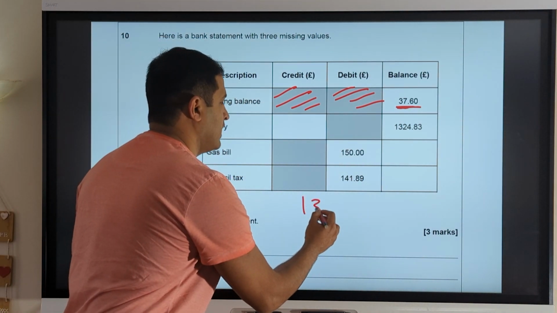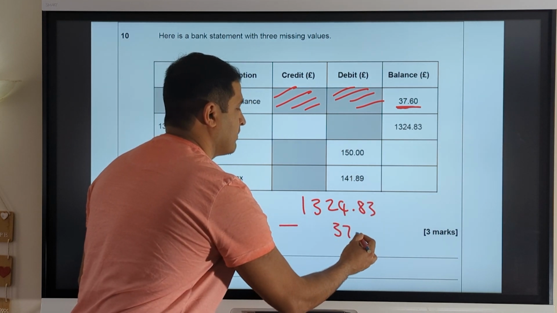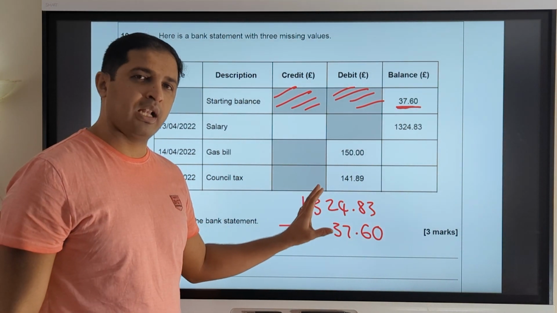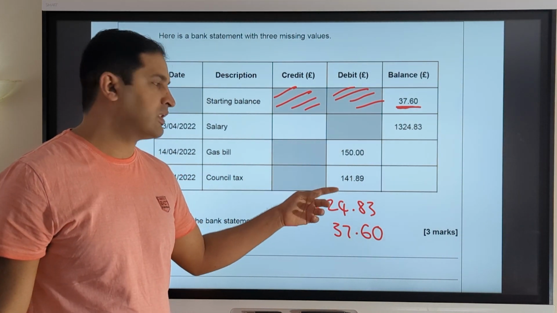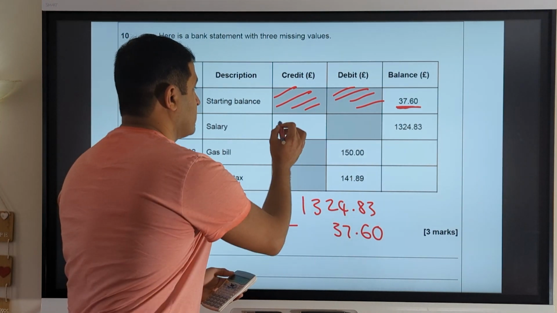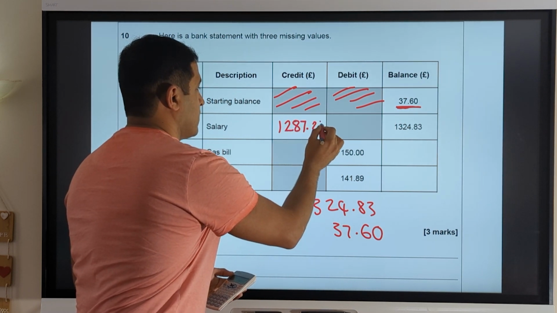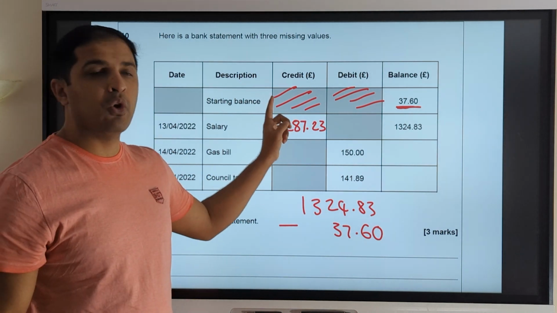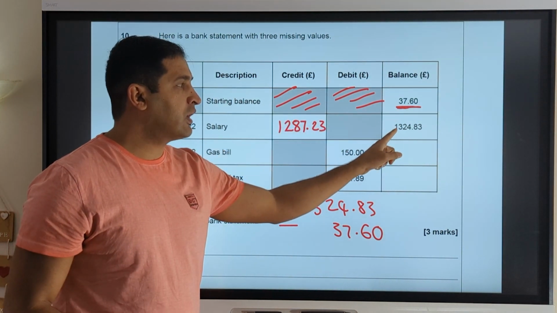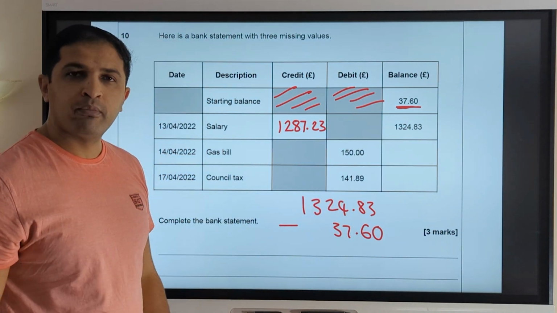I'm going to do 1,324.83 take away 37.60. Again, it's a calculator paper, but I would still write that calculation down, in case you get the wrong answer, you probably get marks for showing your calculation. So we get 1,287.23. So that's how much money has gone into my account to make my balance go up from 37.60 to 1,324.83. That gets you your first mark.